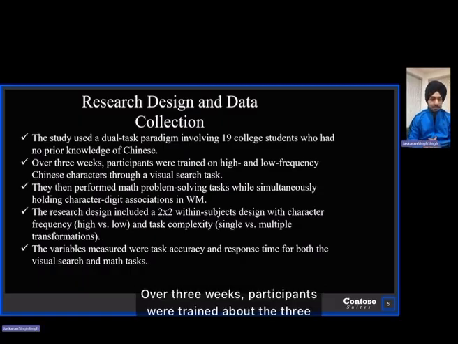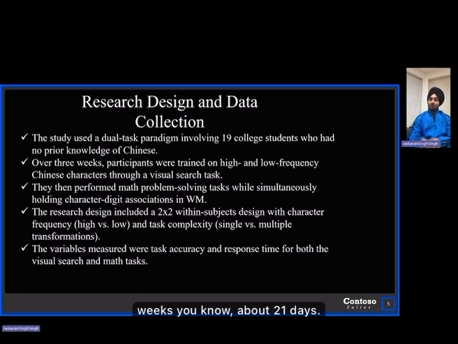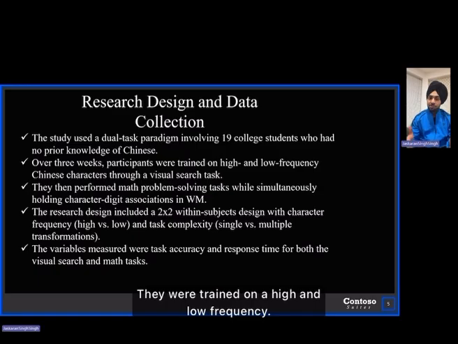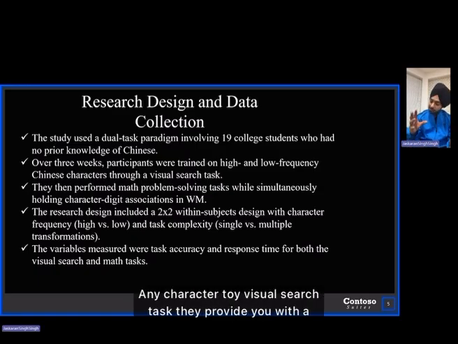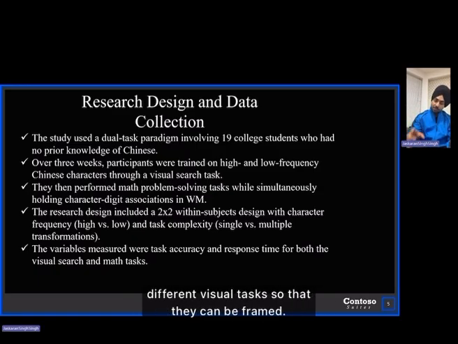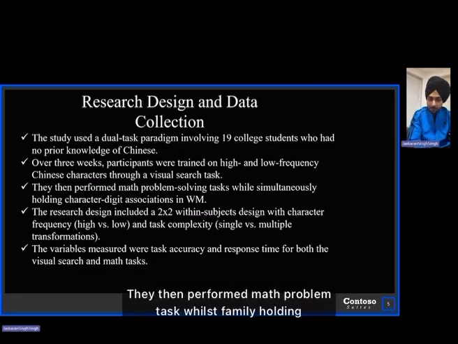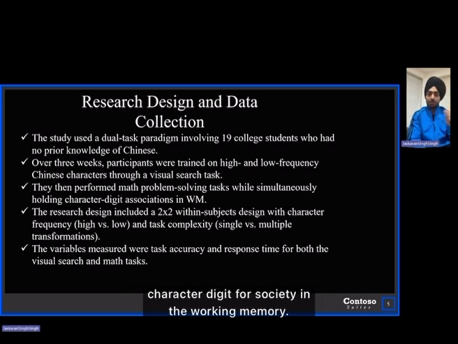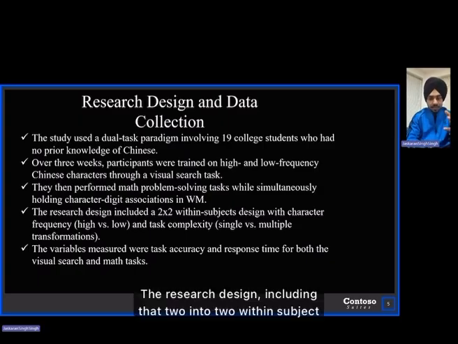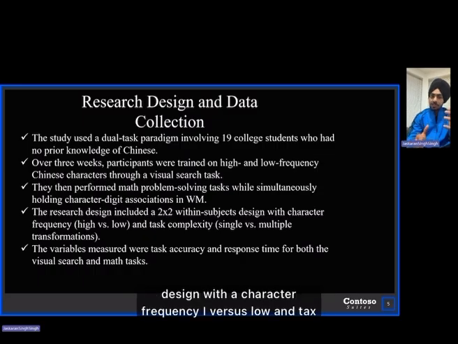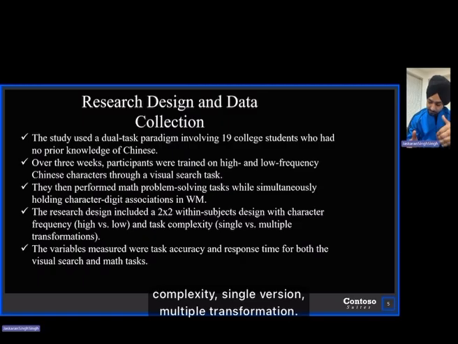Over 3 weeks, about 21 days, participants were trained on high and low frequency Chinese characters through a visual search task. They then performed math problem tasks while holding character digits associated in working memory. The research design was a 2 by 2 within-subject design with character frequency, high versus low, and task complexity, single versus multiple transformation.